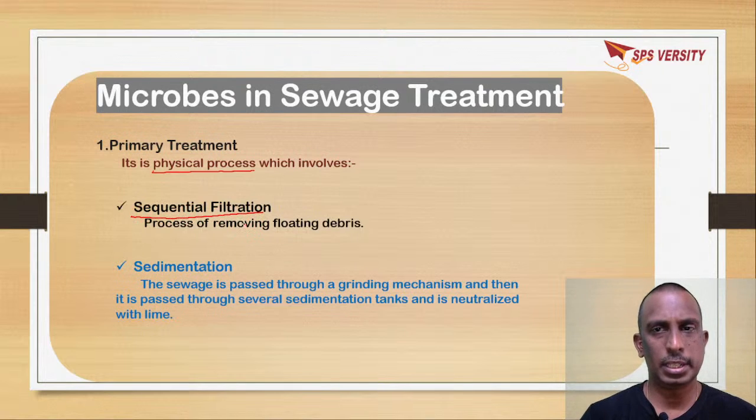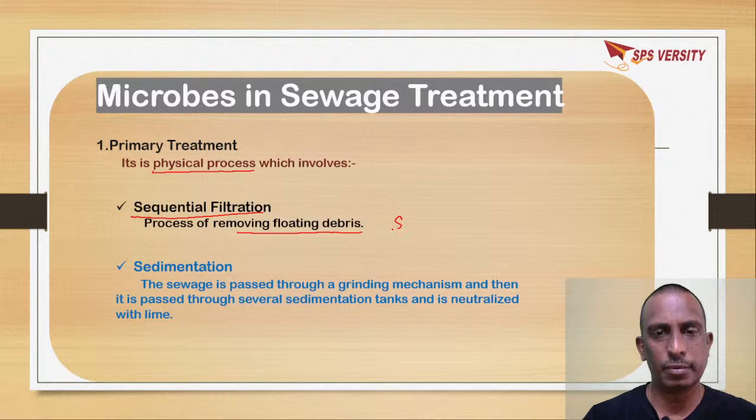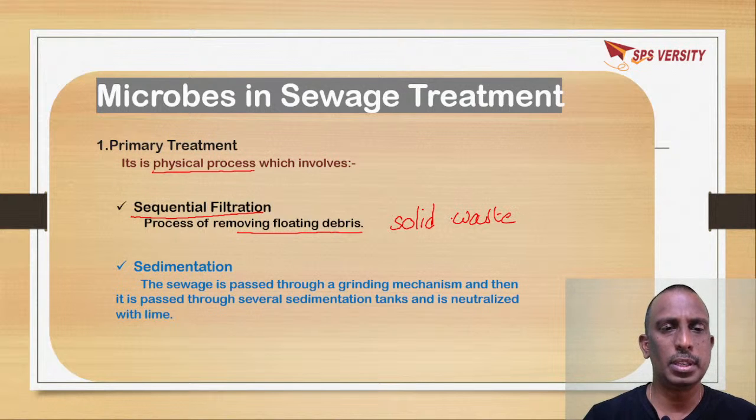So what is done in this sequential filtration? Here, the floating debris are removed. That means whatever solid waste floats is removed. The solid waste means the paper, fiber, and so on, which can be easily removed.